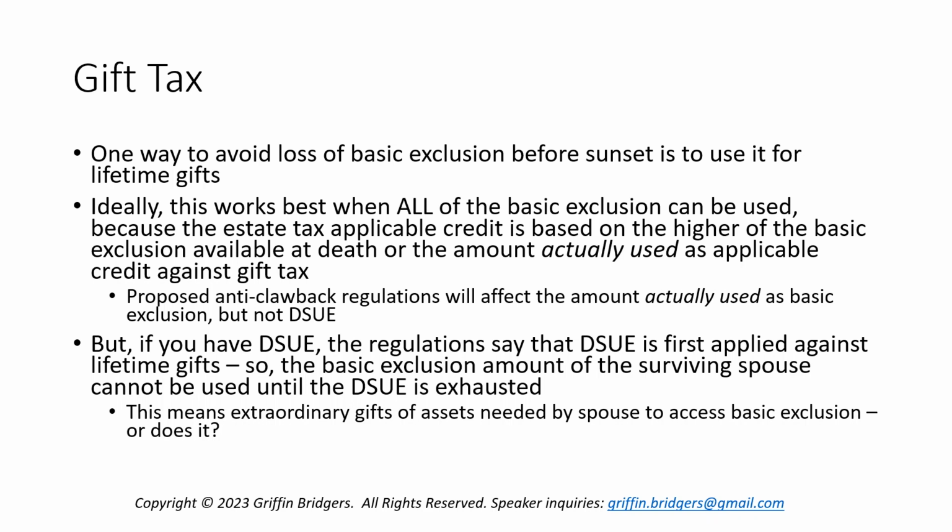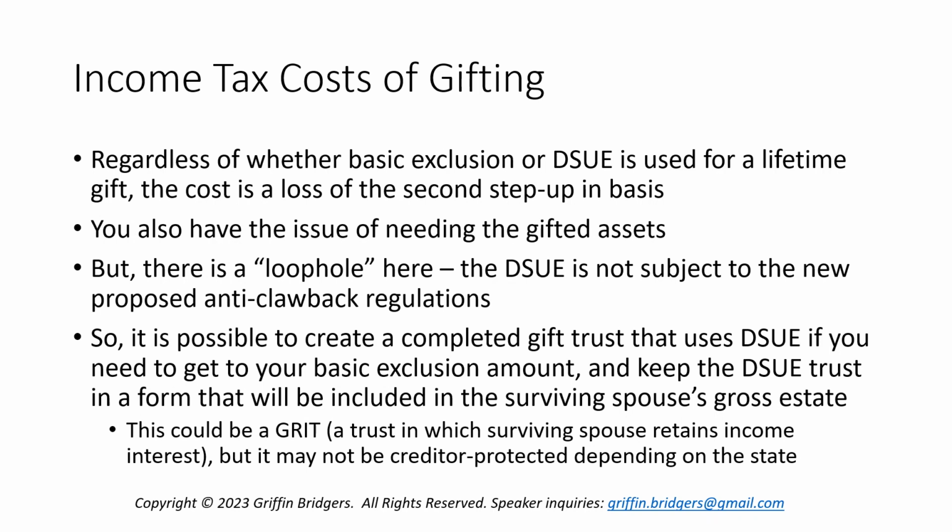But if it's too late, if you're already down this road, what options do we have here? Does this mean that the survivor has to have enough assets to fund not just their DSUE, but their entire basic exclusion in order to leverage the use of basic exclusion before the sunset? In other words, does this mean that the spouse has to forever give up access to those assets? The answer is it might not.